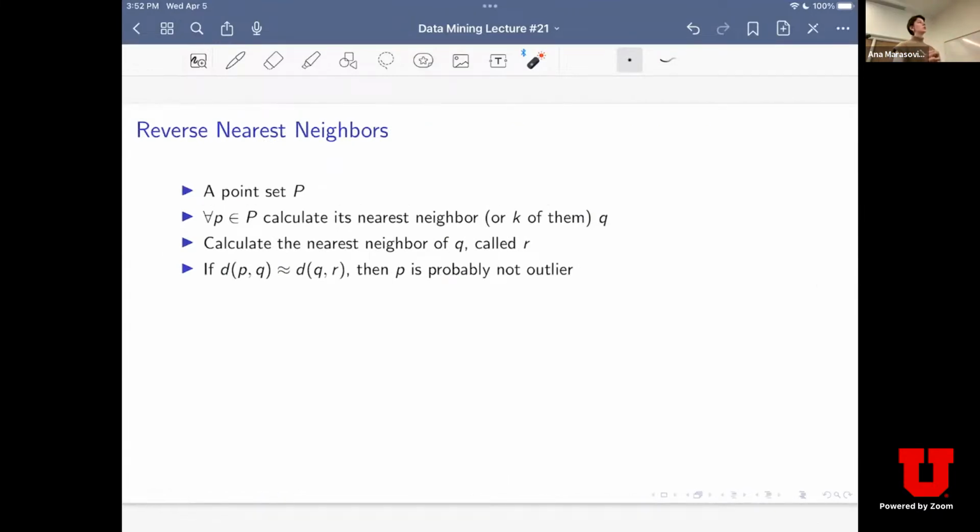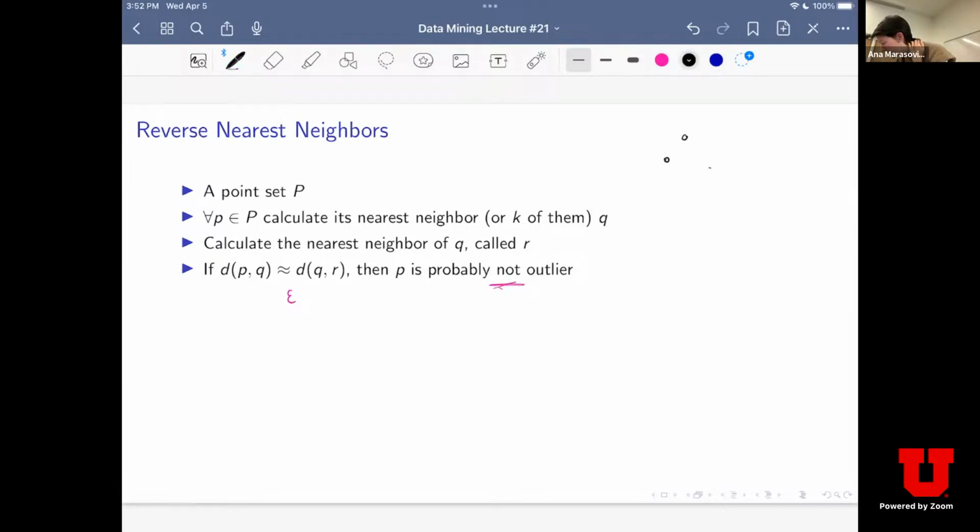Another thing you can try to do is a little bit simpler. It's reverse nearest neighbors. Here you would have your point set P. For every point, you calculate its nearest neighbor, we'll call it Q. And then you calculate the nearest neighbor of Q, called R. And if the distances between P, Q, and R are similar under some measure of similarity, here you would probably again need to choose some parameter epsilon, then P is probably not an outlier.